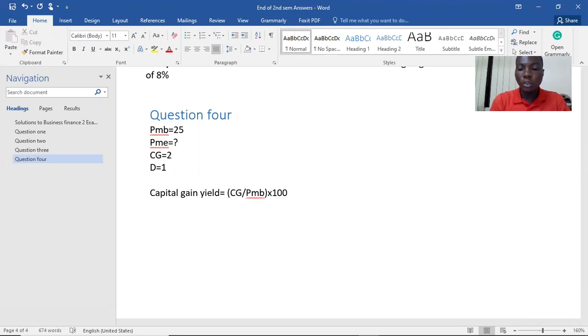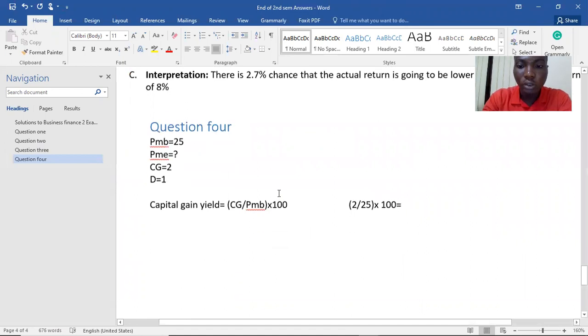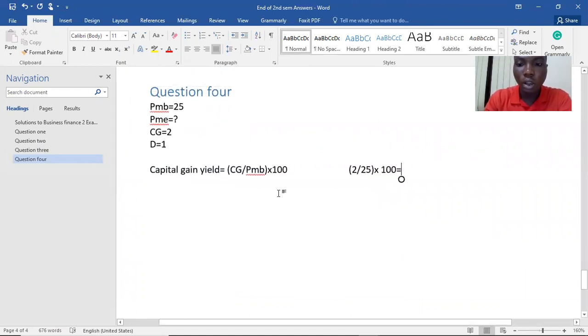So, if you want to infer, then I'll say that my capital gain given me is 2 divided by the price at the beginning, 25, all multiplied by 100. It should give me the answer. I don't have my calculator here, so you will do all the calculations. So that will give me the answer.